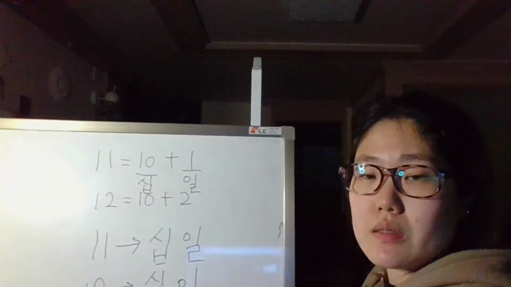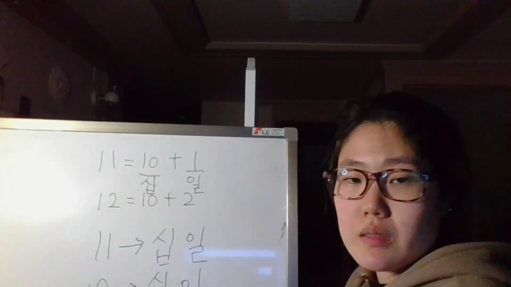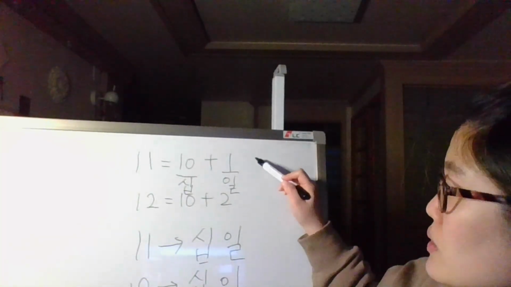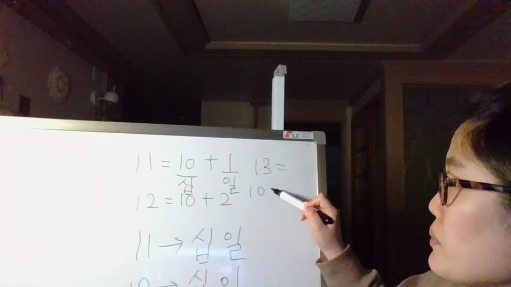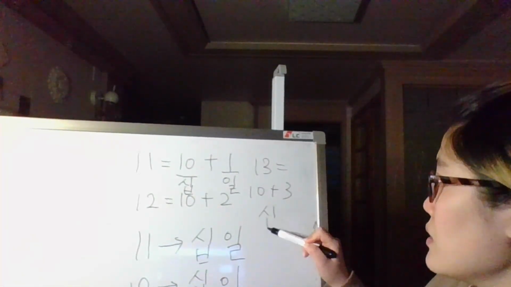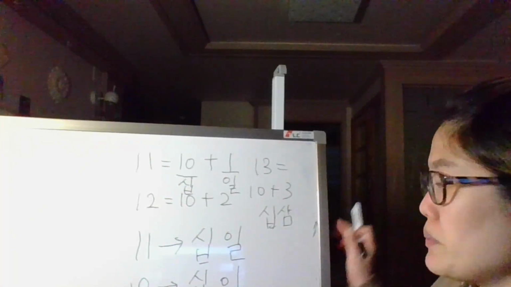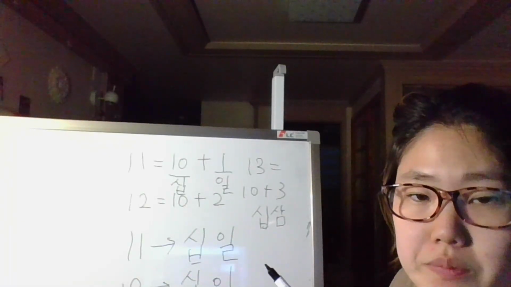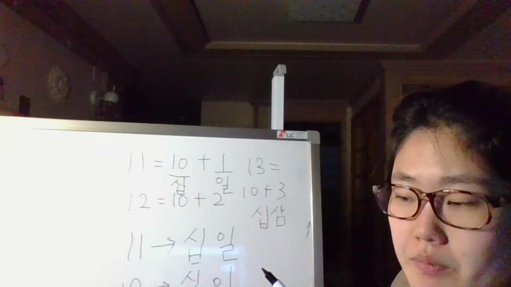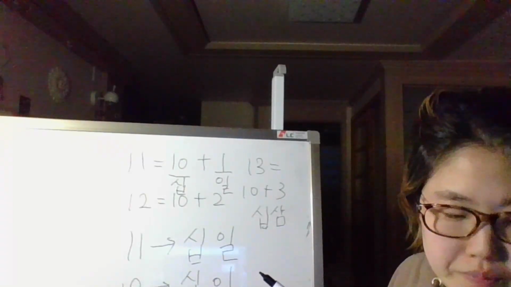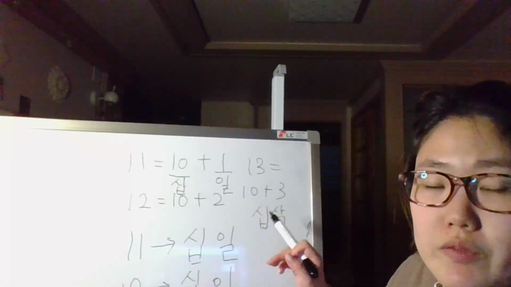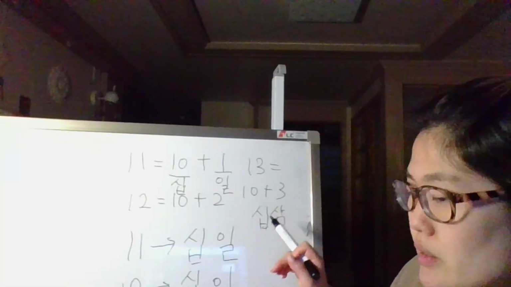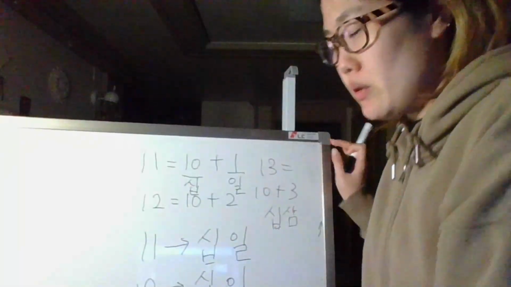Look at this, something like this. And then 10 plus 3, so this is 십삼. Good. Do you understand everything? How to say it? 다 이해했어요? Do you understand?